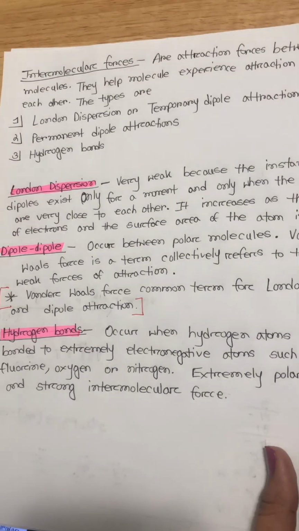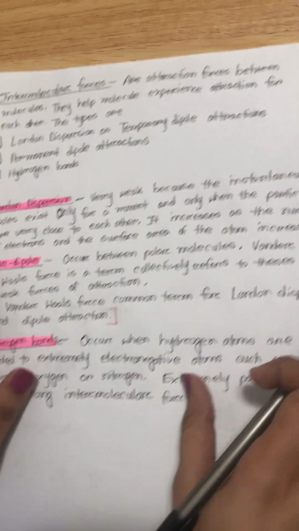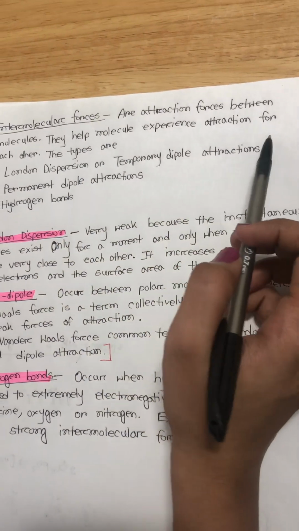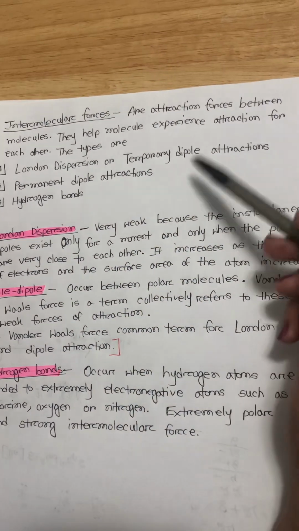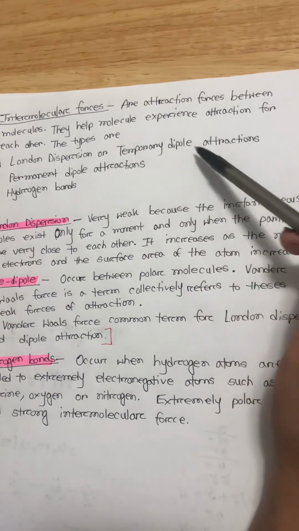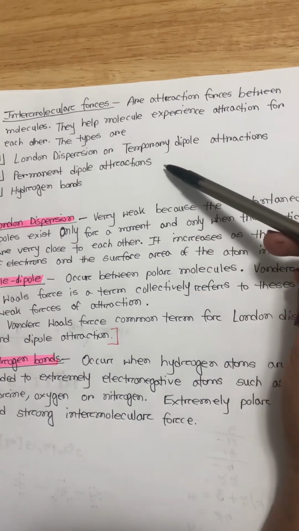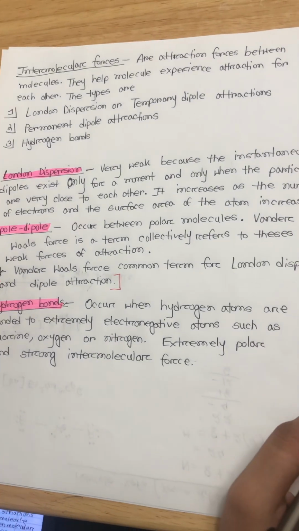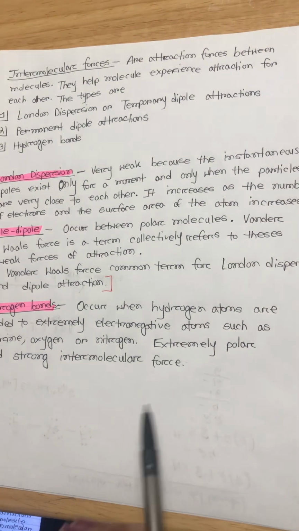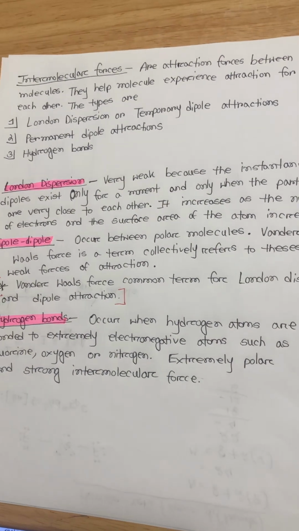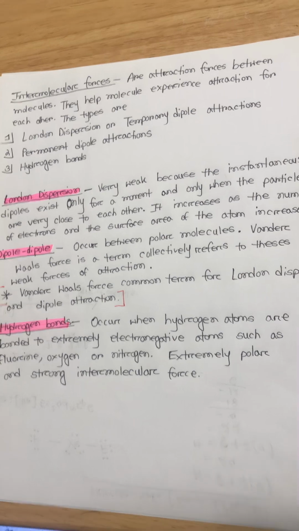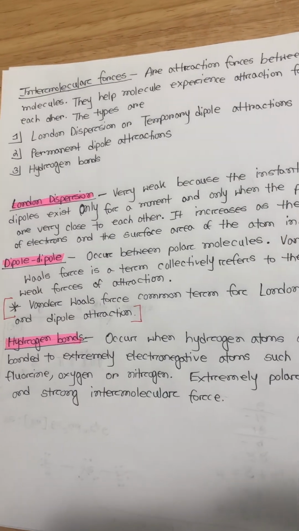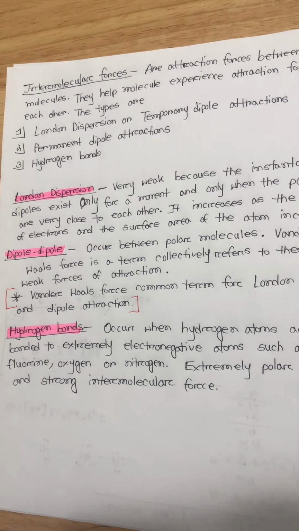Now let's understand intermolecular forces first. Intermolecular forces are attraction forces between molecules that help molecules experience attraction for each other. Their types are London dispersion and temporary dipole attraction, permanent dipole attraction, and hydrogen bonds. London dispersion is very weak because the instantaneous dipoles exist only for a moment and only when the particles are very close to each other. It increases as the number of electrons and the surface area of the atom increases. Dipole-dipole occurs between polar molecules.